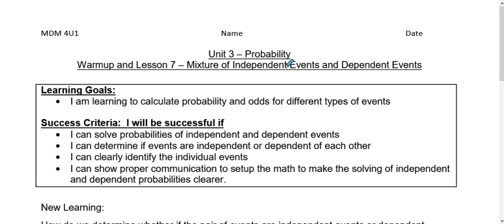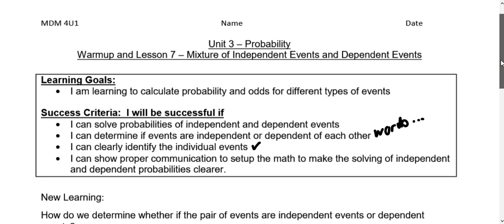As I said, we're going to mix up some independent and dependent events. One of the things we're going to focus on is, can we determine if the events are independent or dependent from the words? When we are reading, the words are going to tell us if it's independent or dependent. Can I clearly identify the individual events? Make it visible as you're going through. That's one of the things we're going to try to work through.